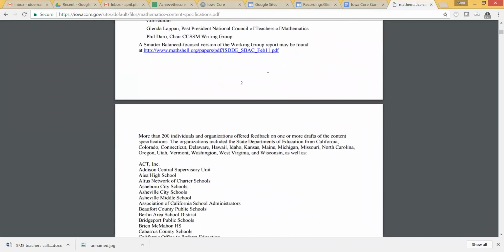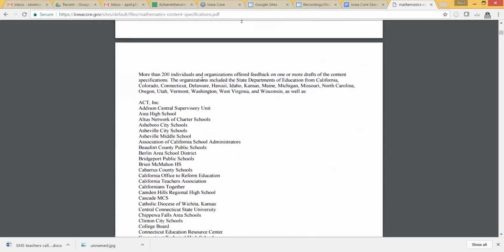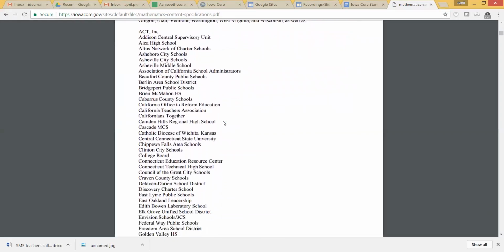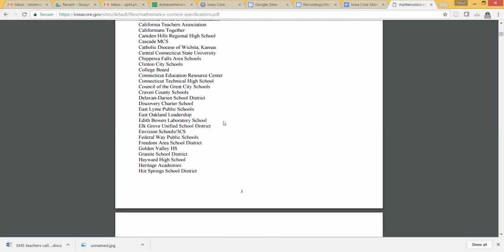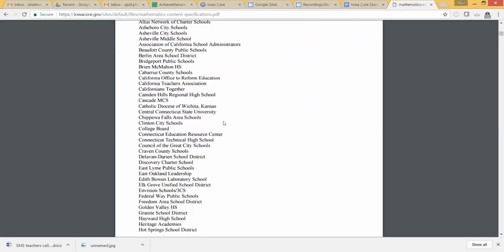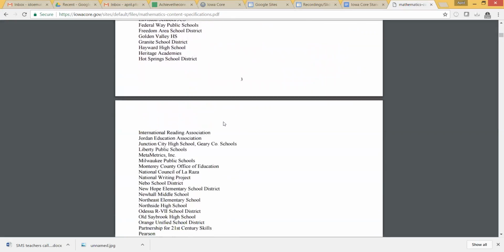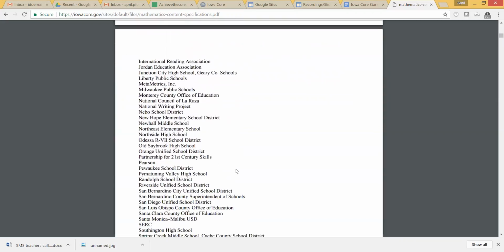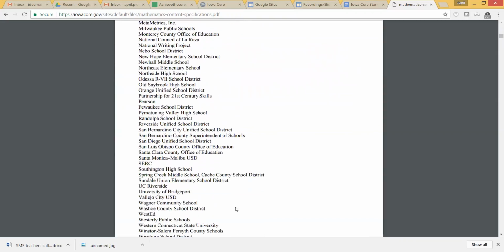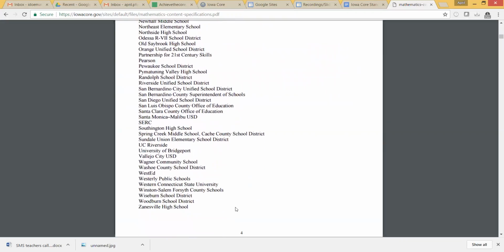There was also a vetting by 200 individual organizations that offered feedback on the drafts of these content specifications. You can look through here and see all the different organizations that worked on this and vetted it. We have ACT, we have College Board in there as we go down through. We have Pearson, we have WestEd. So many different educational organizations worked on this and provided feedback. It was not just a couple of people sitting in a dark room making this stuff up.